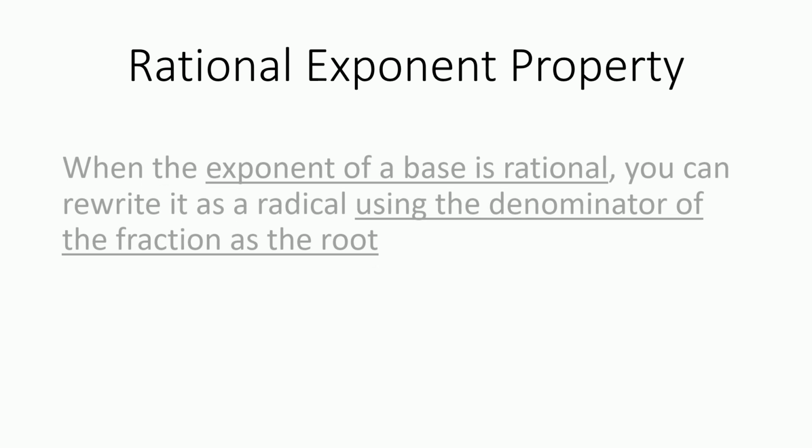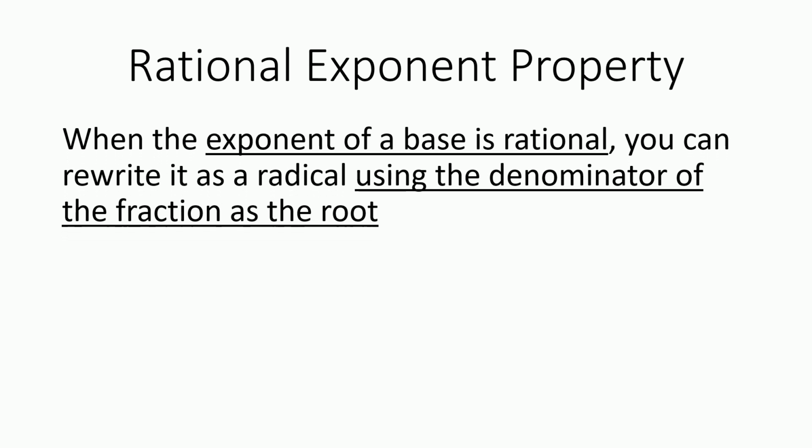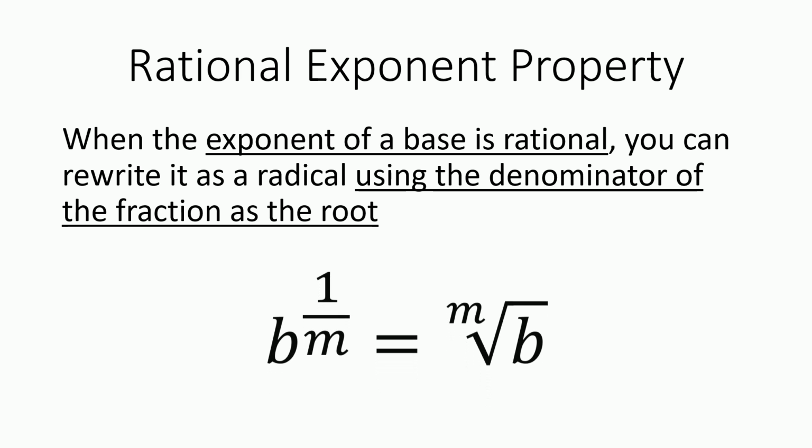So to formally define the rational exponent property: when the exponent of a base is rational, you can rewrite it as a radical using the denominator of the fraction as the root. What that looks like in symbols is b to the 1/m becomes the mth root of b, and that's how we say it. So we would rewrite it from this rational expression where we have 1/m to use a radical with a base of b. It's the same base, and the root is m.